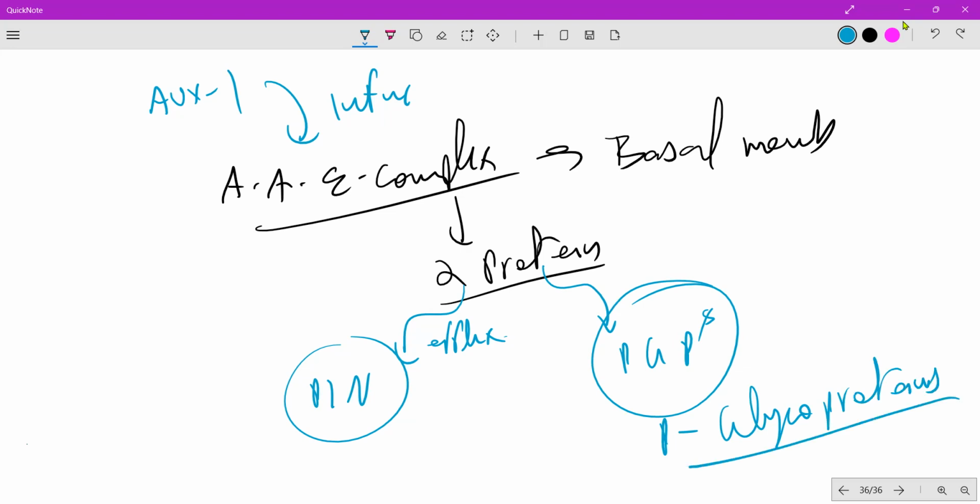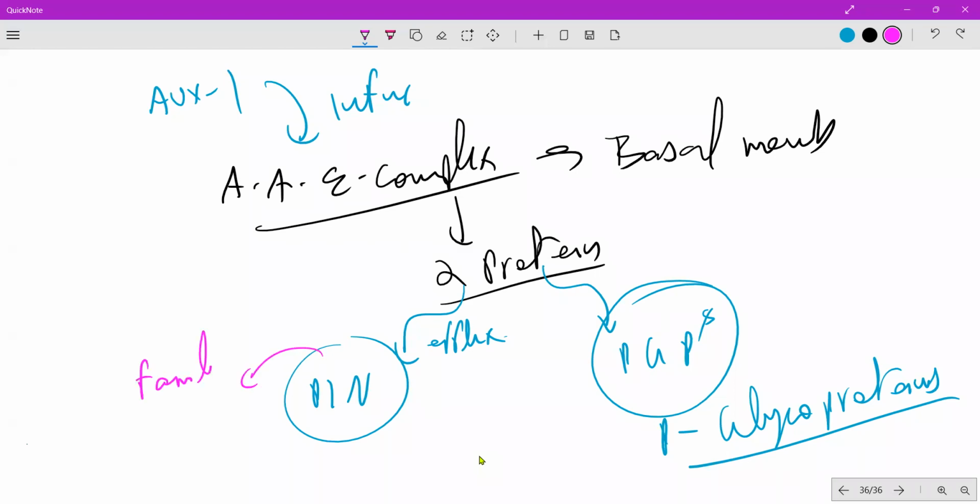That is P glycoproteins. So two proteins are part of the efflux complex, the PIN proteins as well as PGPs. Now this PIN protein, which is involved in the efflux and which is localized at the basal membrane, is also a family of proteins.